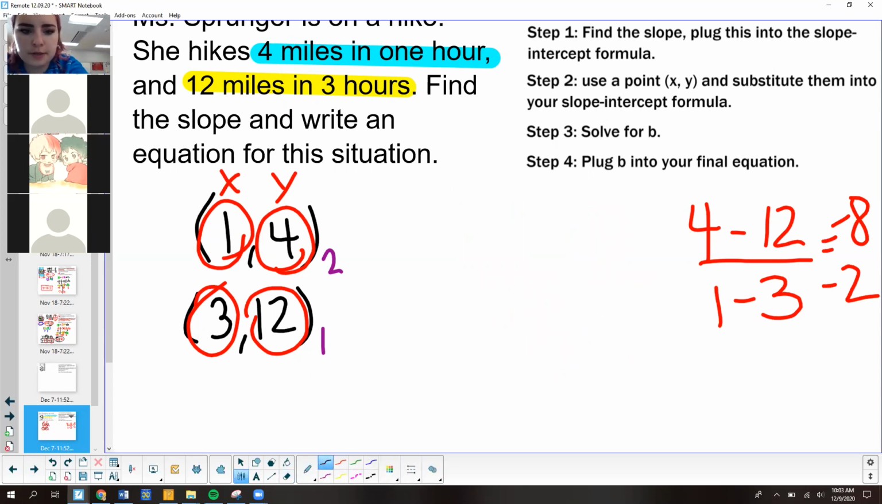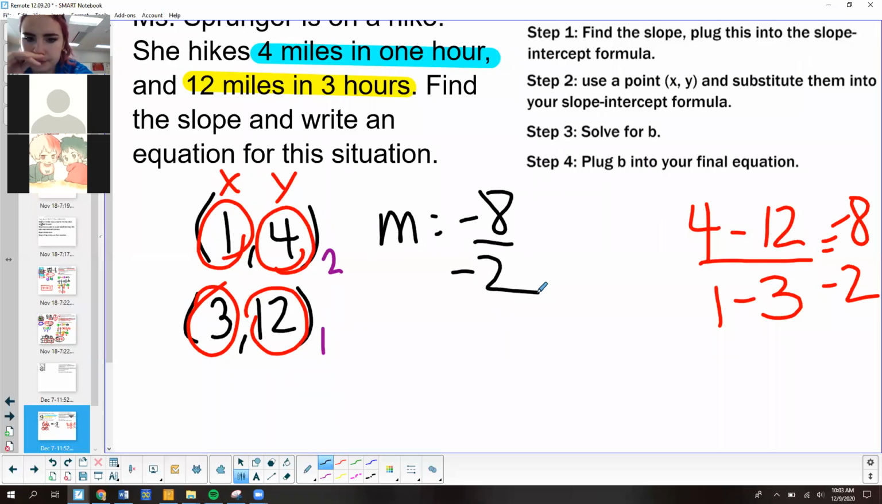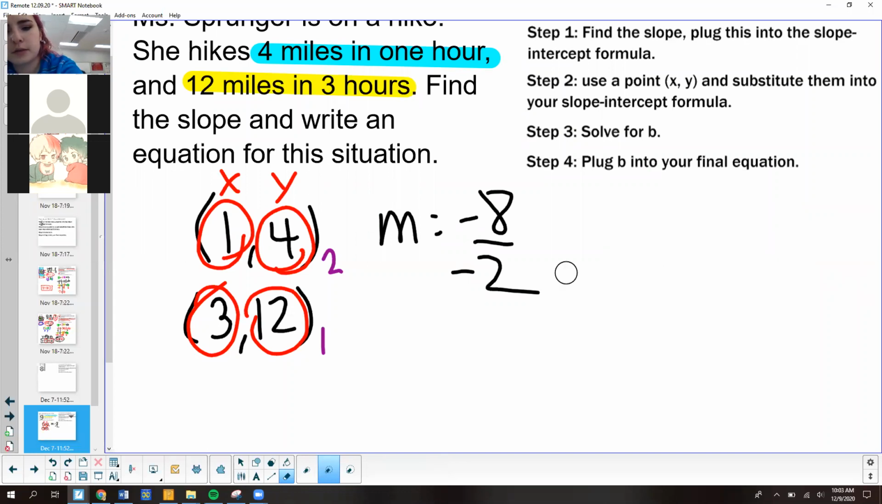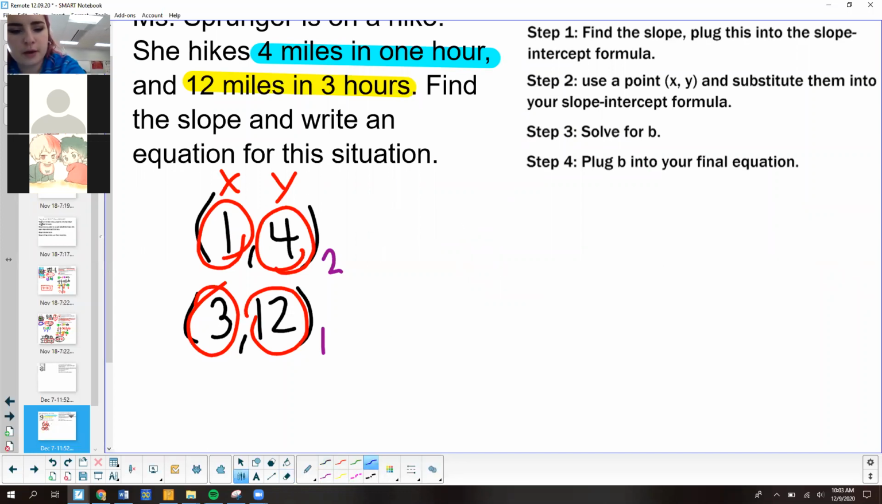So right now our slope, our M, is -8 over -2. We can simplify that though. If we type that into our calculator, -8 divided by -2 is going to give us a +4. So in your calculator, you should type in -8 divided by -2, and we get a +4. Good. So our slope, I'm going to go ahead and erase this as well, just because we want some space. So M is +4.